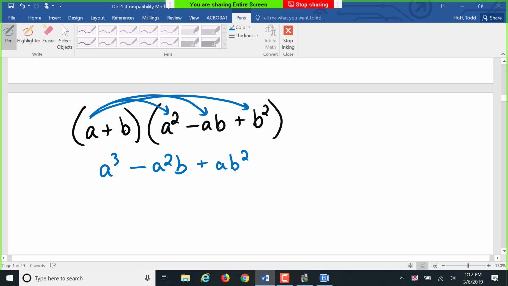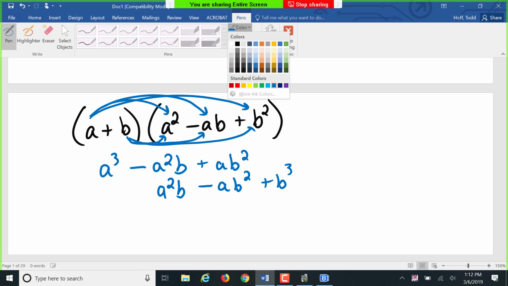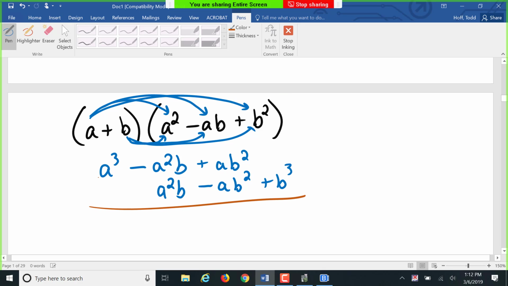ab squared. Now we go to the next one. What is b times a squared? A squared b or ba squared? What is b times negative ab? Minus ab squared. Good. And b times b squared? Plus b to the third. So when we go to combine here, we've got our a to the third. Those cancel out. Those cancel out. And we have plus b to the third.